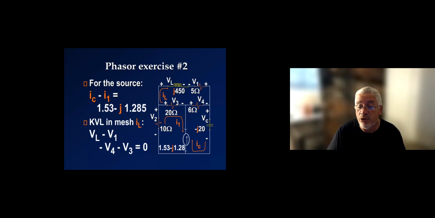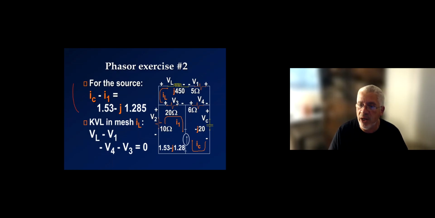So given the direction of the source, that source, which is 1.53 minus j1.285, is the rectangular form of the source in polar form, which was 2 at an angle of minus 40 degrees. And that's equal to the current IC minus I1, because IC is going in the same direction as the current source. I1 is opposing it, so you have IC minus I1 equal to the value of the current source. That's the easiest equation we write. It's one that doesn't require any manipulations. We're pretty much done with that equation.